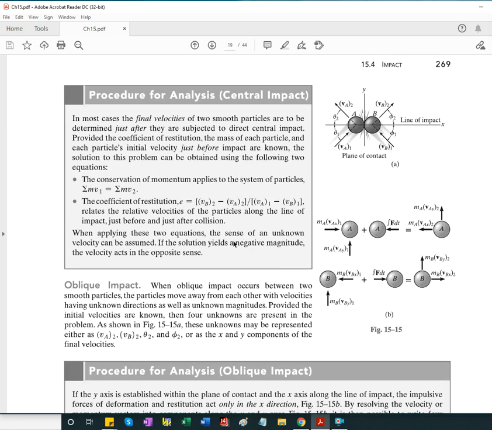If we have oblique impact, well, here it says procedure of analysis, central impact. Central means the velocities before impact are collinear, and the particles impact along the line that connects their centers, the centers of mass. So here's the procedure. You need to know the coefficient of restitution, or maybe you have enough information for it to be calculated. One way of determining it, really, is by doing impact tests.